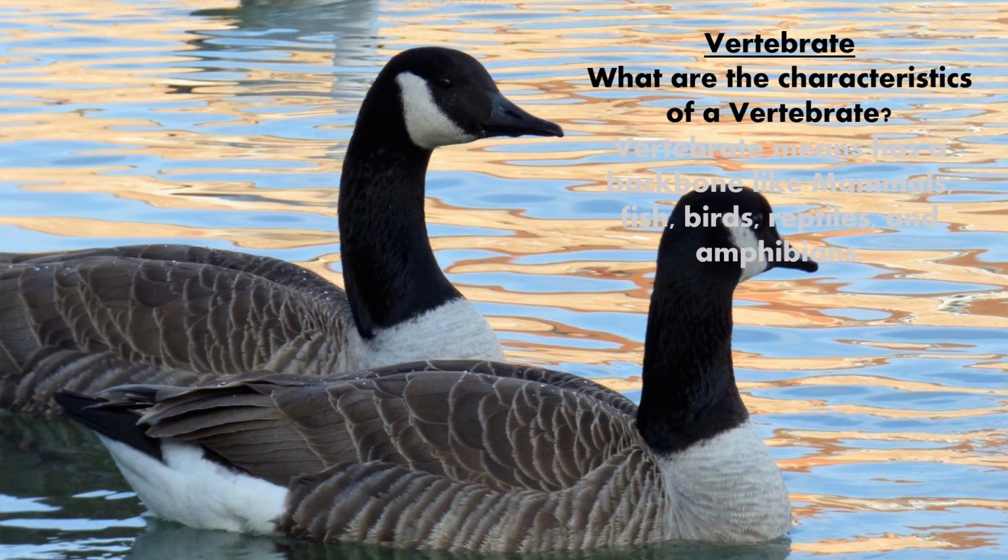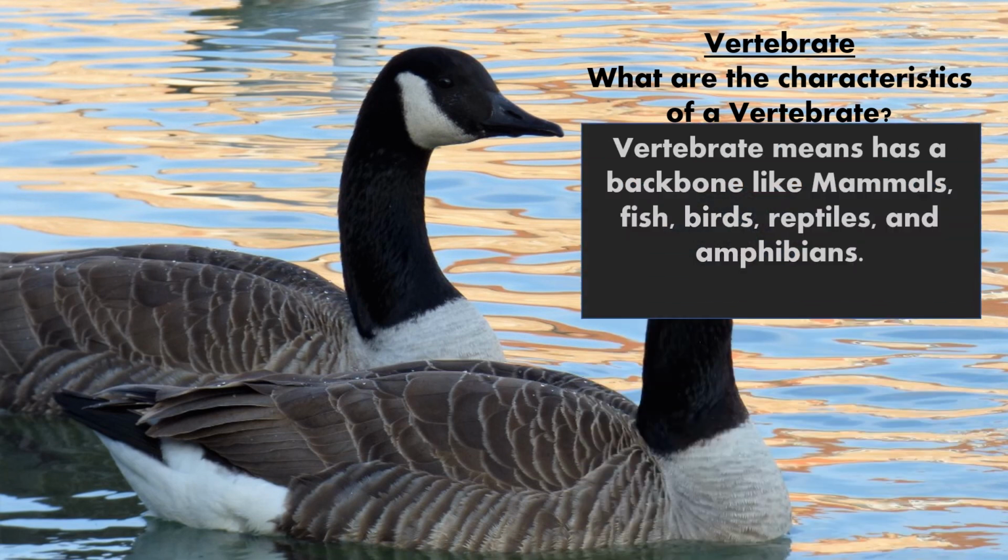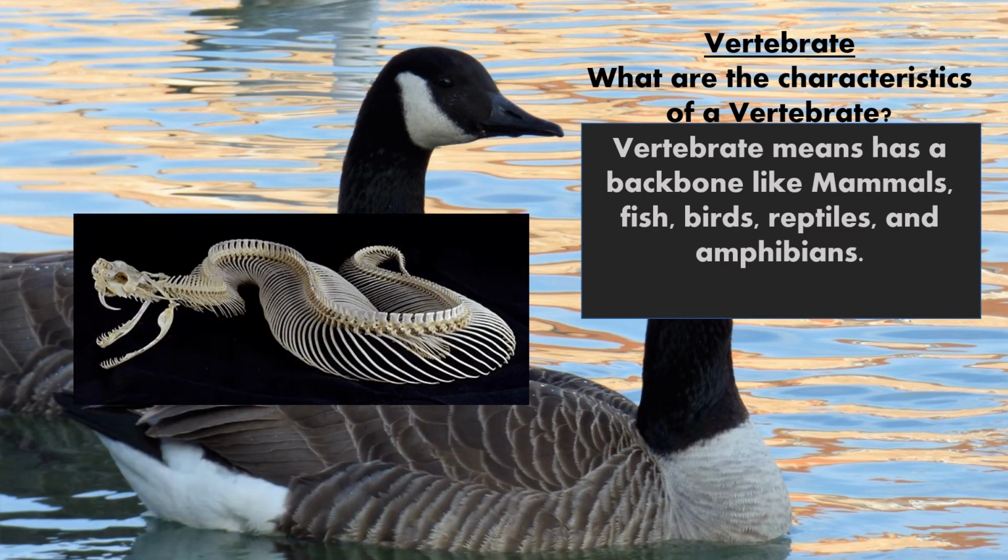Right, so here we have vertebrates. What are the characteristics of a vertebrate? Vertebrate means it has a backbone, like mammals, fish, birds, reptiles, and amphibians. In fact, here is an example of a good vertebrate, the snake. That is exactly what the backbone of a snake looks like. So now you know what a vertebrate is.